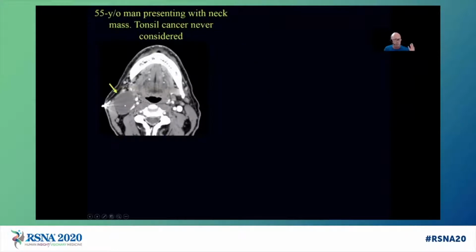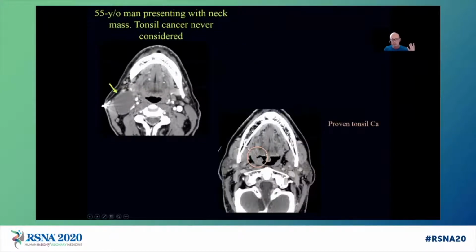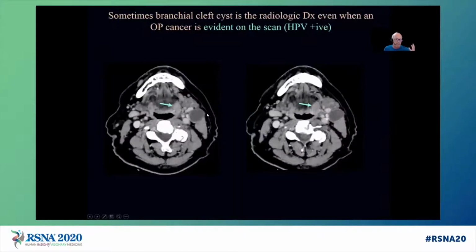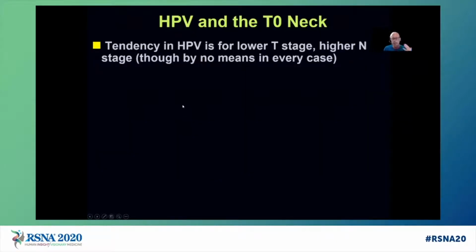So here's a patient with a cystic nodal metastasis, but the radiologist did not consider this tonsil cancer. This is a patient with a cystic nodal metastasis that was regarded as a branchial cleft cyst, but on the very same images, we can see the tongue base or glossopharyngeal sulcus cancer that was not called. There is a tendency for HPV cancers to present with a lower T stage but a higher N stage.